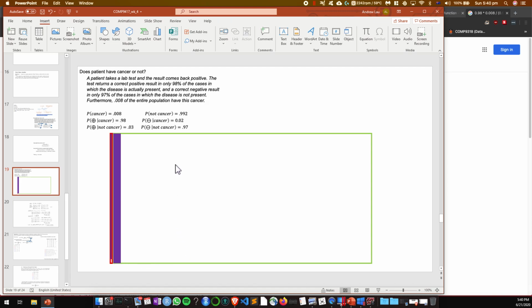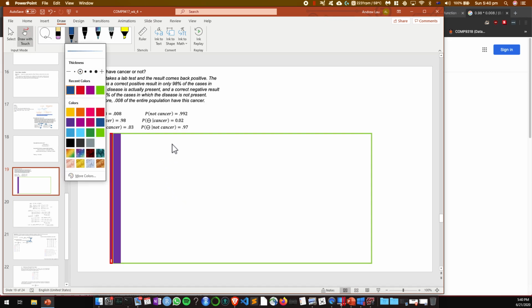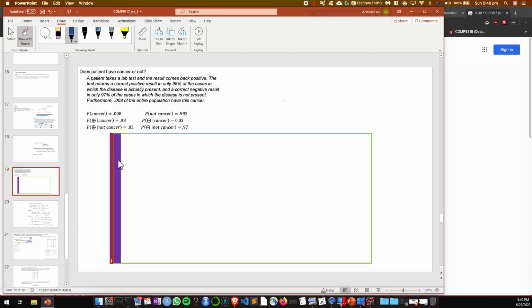I hope this is making a bit of sense here, because I'm trying to show you how, if you look at the entire population, these are positive tests. But these people have no cancer. These are also positive tests. The other sliver here, this little guy here, these people actually have cancer.